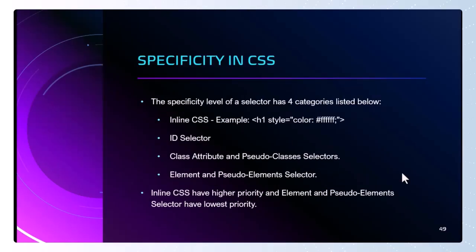So the level of a selector has four categories. They're inline CSS, ID selector, class, attribute, and pseudo class selectors, and element and pseudo element selectors. Inline CSS has the highest priority, and element and pseudo element selectors have the lowest priority.